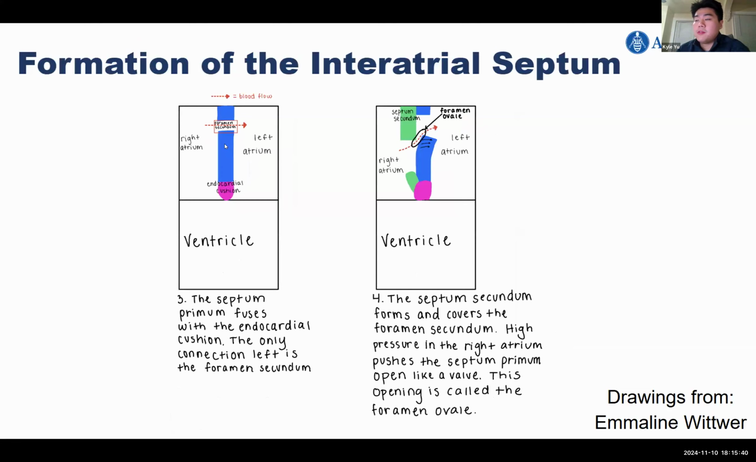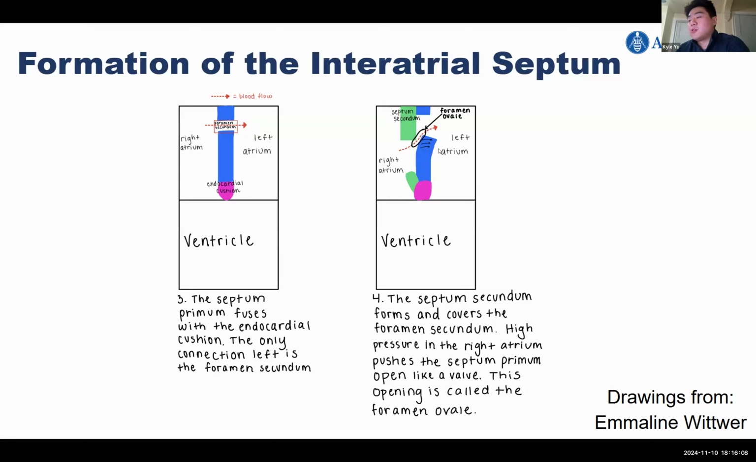All right, next the septum primum grows all the way down to the endocardial cushion, and then what remains is just that foramen secundum, and this is the flow of blood in the heart. And lastly, we have the development of the septum secundum, which comes from both the endocardial cushion and the wall of the atrium. And then this forms together and partially covers the foramen secundum, which is now named the foramen ovale.